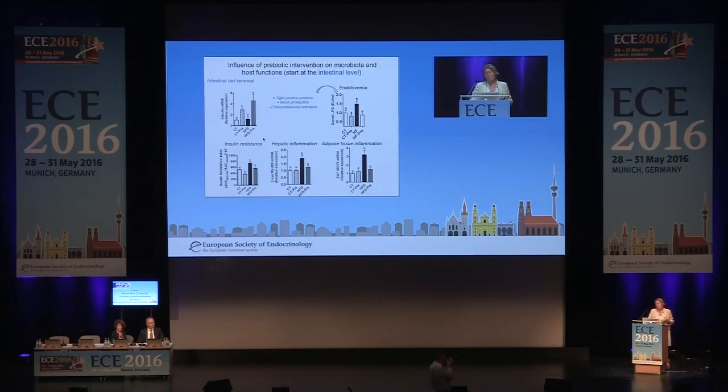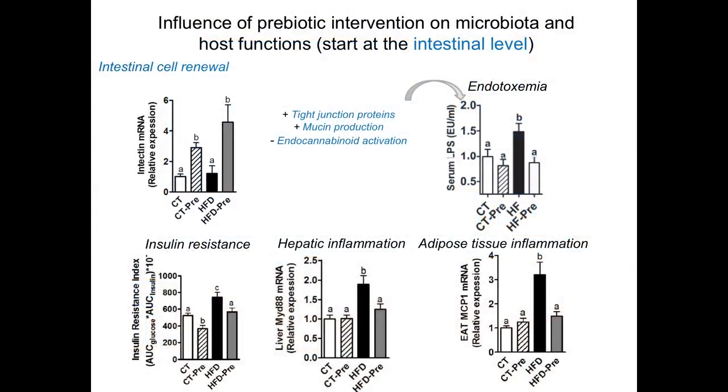One thing which is quite important to mention is that in fact there are a lot of functions and cells which are modified by this prebiotic approach. I've shown you the production of antimicrobial peptides. There is also some promotion of peptides involved in intestinal cell renewal, but also an increase, for example, of the expression of the tight junction proteins. And the consequence is that with the prebiotic approach, here once again the inulin-type fructan, you can also decrease the LPS level, and you can improve also the host metabolism and inflammation at distance of the gut, decrease insulin resistance, hepatic inflammation, and adipose tissue inflammation.